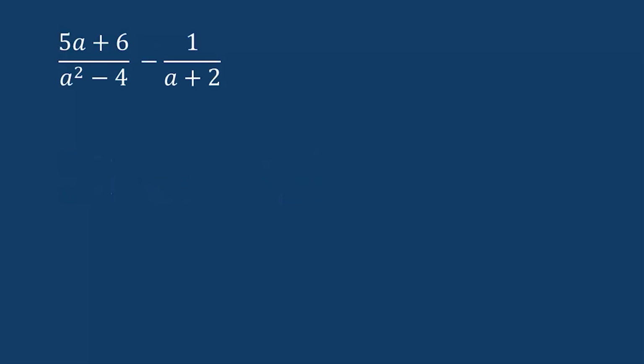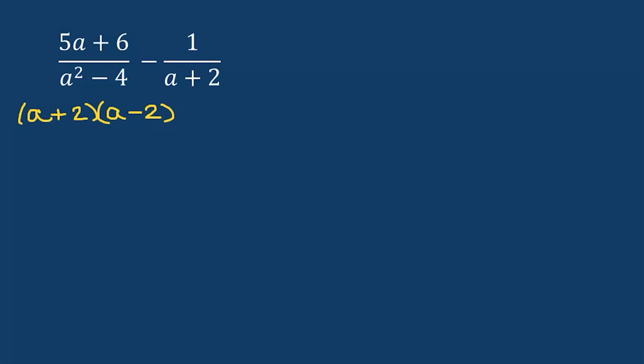Let's do one that's a little bit more challenging because now, as you see, we do not have a common denominator. What we do have, though, on this side is a difference of 2 squares. Remember that in order to handle a difference of 2 squares, we can factor this into a plus 2 and a minus 2. One is positive and one is negative.